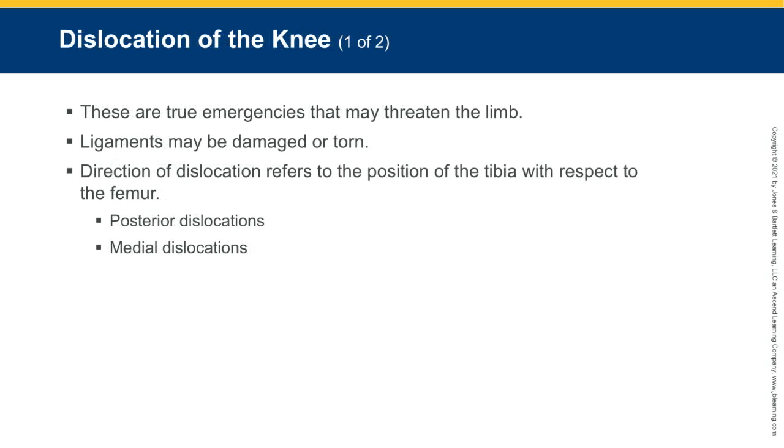Knee dislocations are true emergencies that can threaten the viability of the limb. These injuries often result in severe ligament damage and may lead to a complete loss of joint stability. The direction of dislocation is described based on the position of the tibia relative to the femur, with posterior and medial dislocations being the most common.